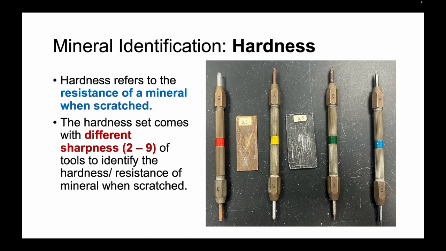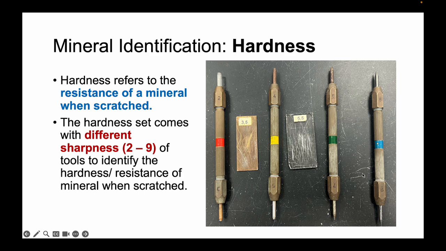Next, we move on to the hardness. Hardness refers to the resistance of a mineral when scratched. We identify this characteristic by using the hardness tool set. You may see here these tools come with different sharpness. You may see number 2 until number 9. The increasing numbers of these tools indicate the sharpness of the tools.